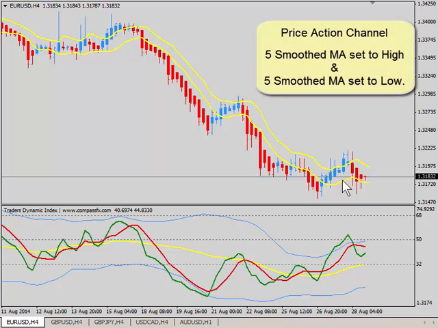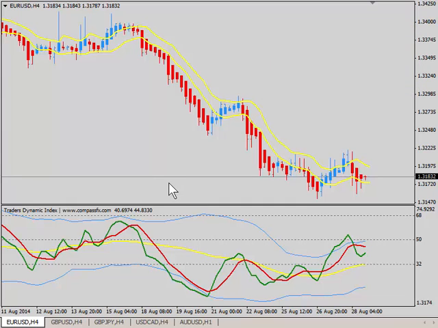Now I call this the price action channel. It's made up of two moving averages. It's the 5 smoothed moving average set to high and set to low. One key thing here is the time frame. I often look at a 4-hour chart as being the big time frame for an intraday trader.